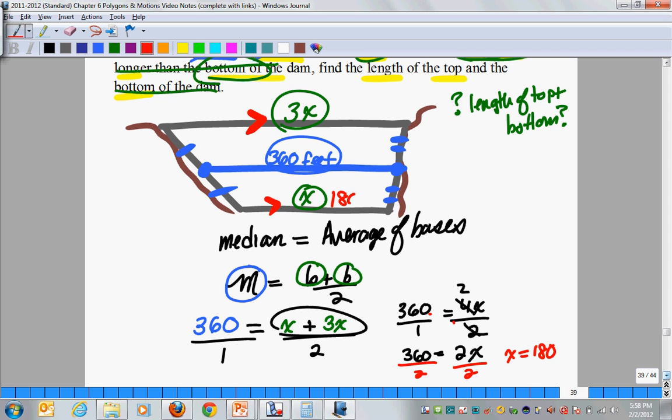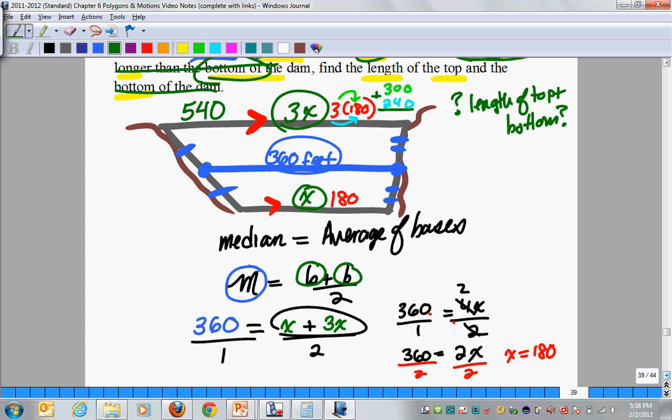So this is 180. And then for the top, we're going to go 3 times 180. Rather than grabbing a calculator, let's do this math together. 3 times 100 is 300. And then 3 times 80 is 240. You add them up, and we find that the top of the dam is 540.